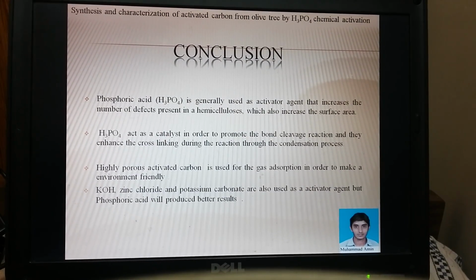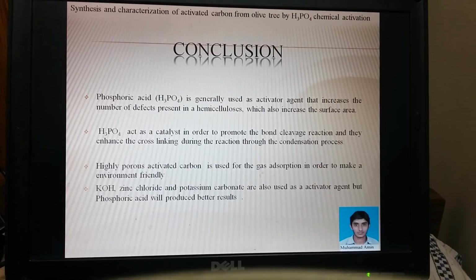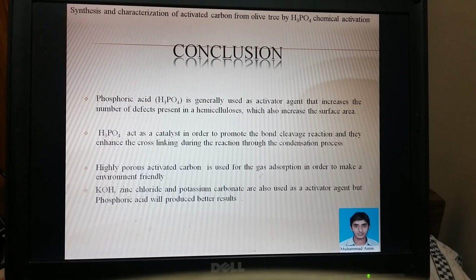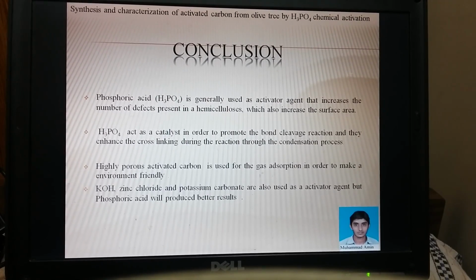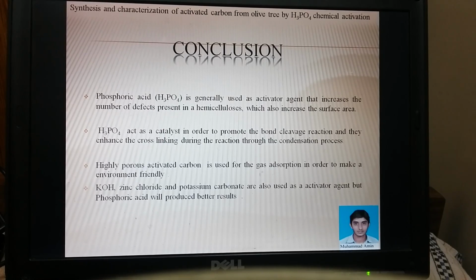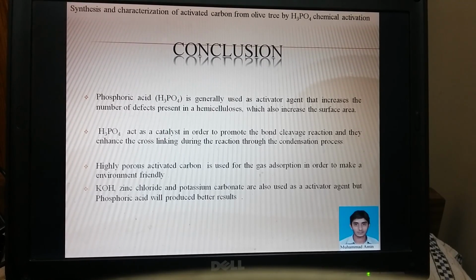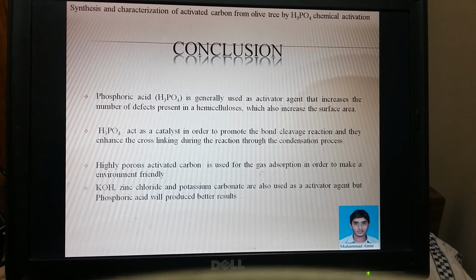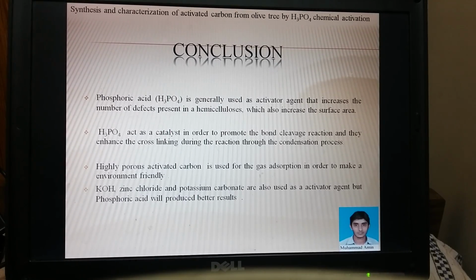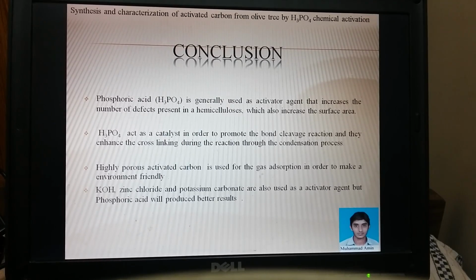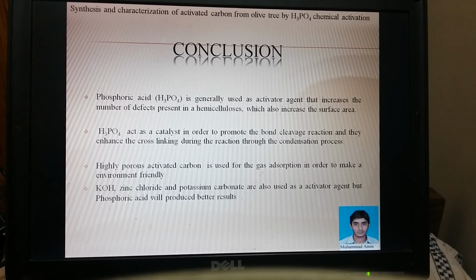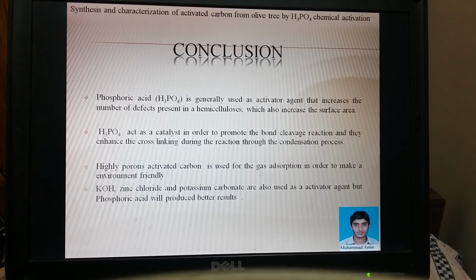Conclusions: phosphoric acid is generally used as an active agent that increases the number of defects present in the hemicellulose structure, which also increases the surface area. That is also shown in the SEM morphologies. Phosphoric acid acts as a catalyst to promote bond cleavage reactions, and it enhances cross-linking during the reaction through the condensation process.